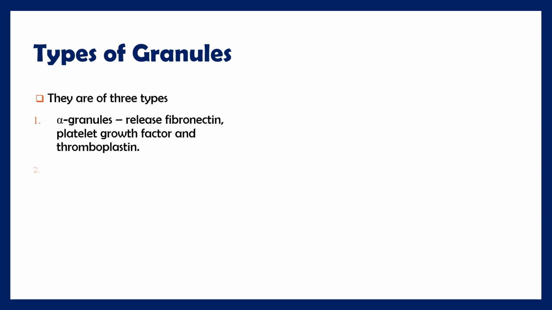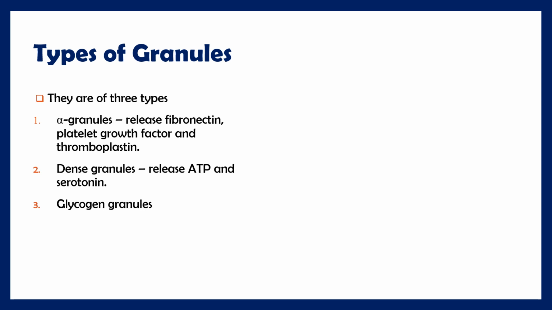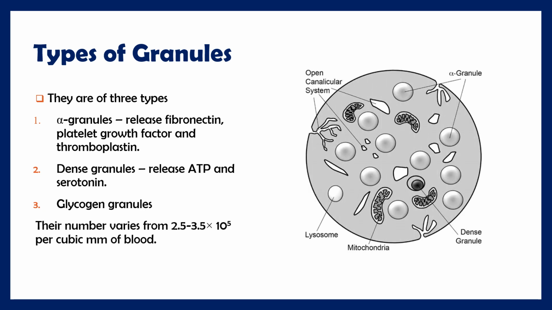So as we discussed about basophilic granules, there are three types of basophilic granules. So these are alpha granules, dense granules and glycogen granules. So if we talk about alpha granules, in this picture we can see alpha granules right here. So these release fibronectin. They also release the platelet growth factor and also a hormone called thromboplastin, which is responsible for the hemostasis or the coagulation of the blood.